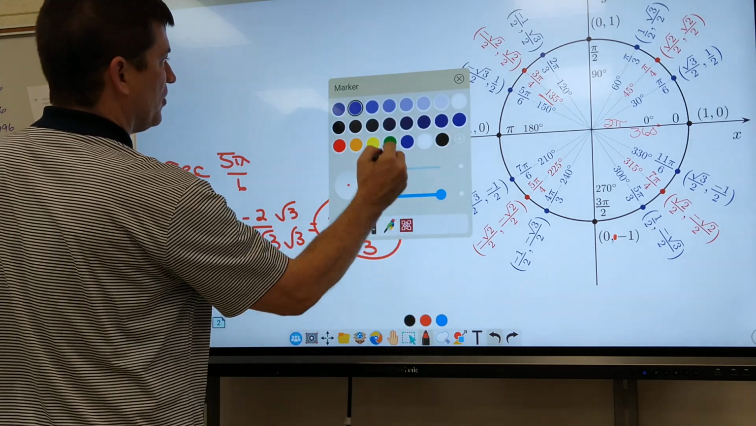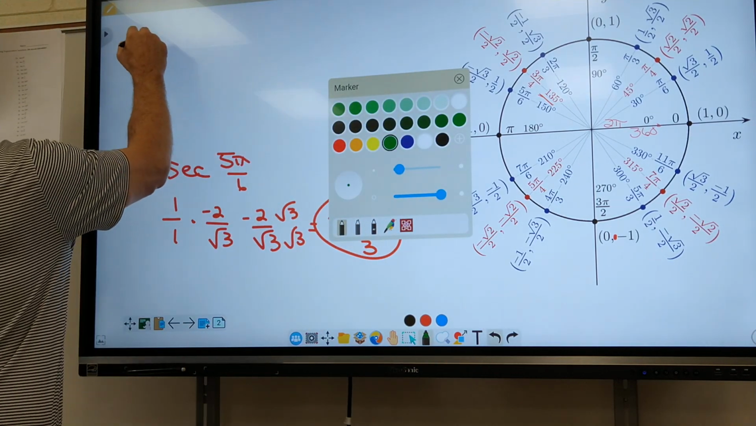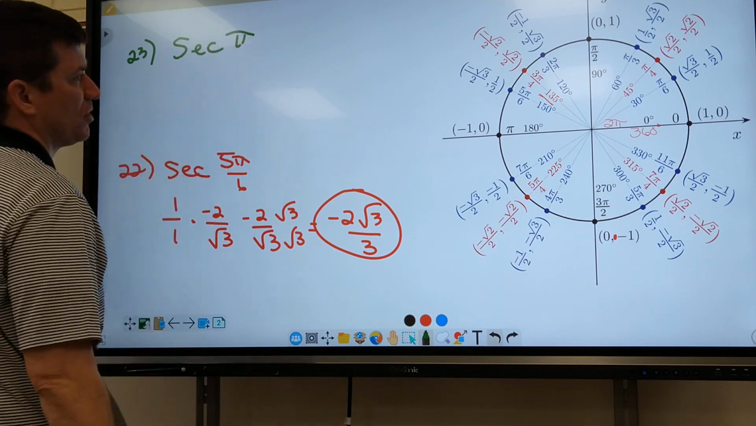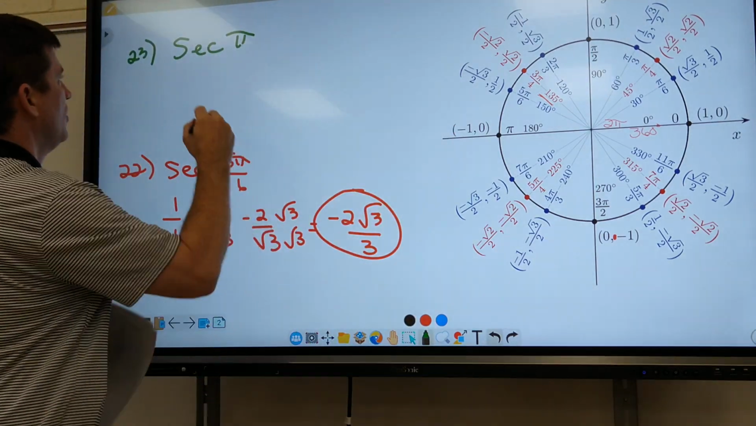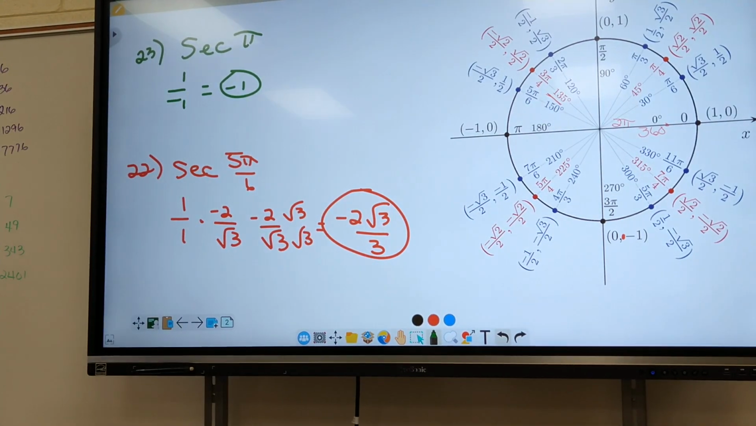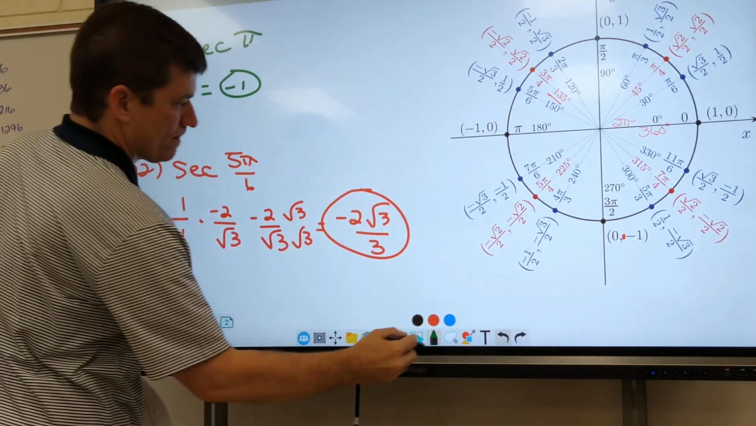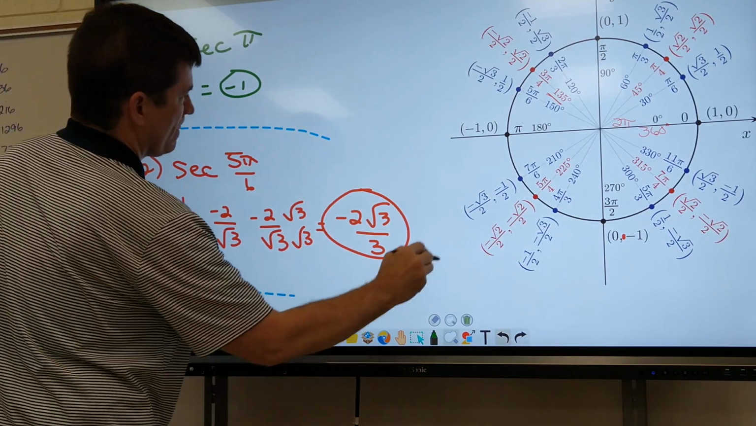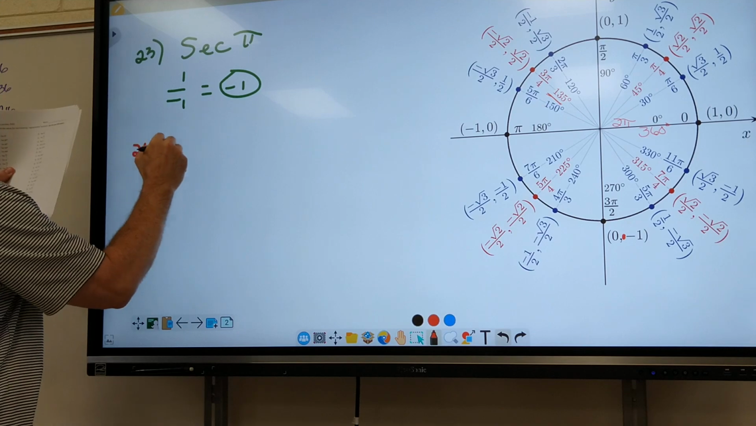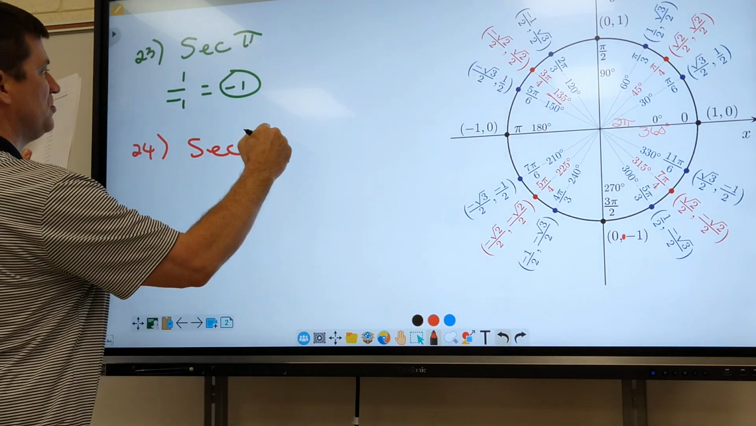All right, let's check 23. 23 should be an easy one. Secant of pi is 1 over x. So 1 over negative 1 is negative 1. All right, 24. Secant of 225.